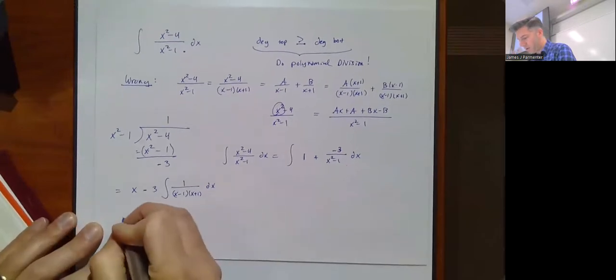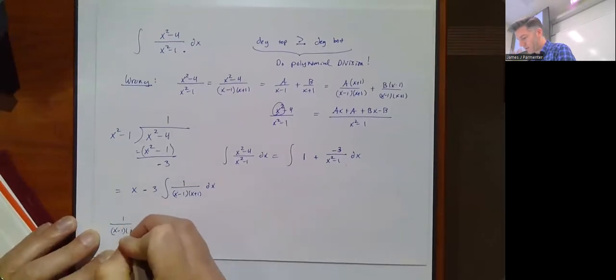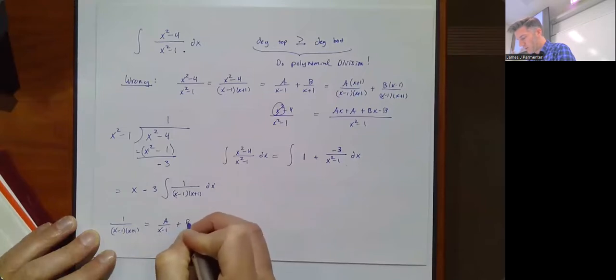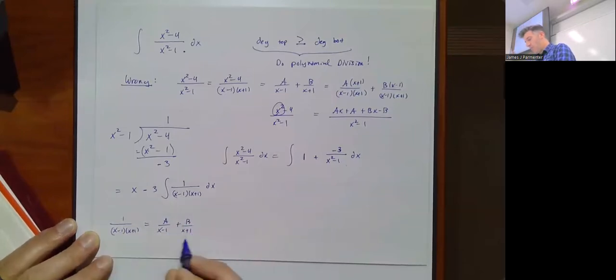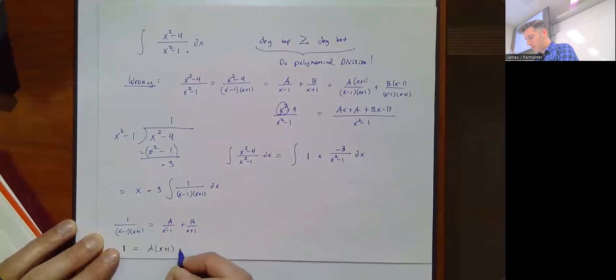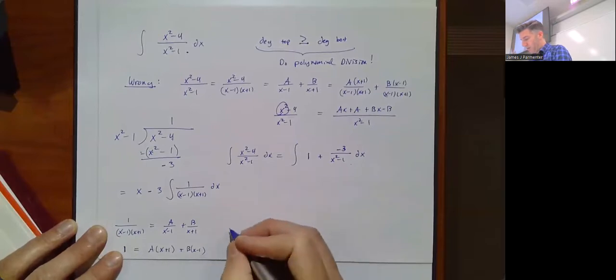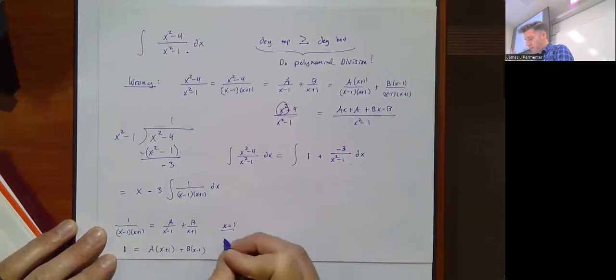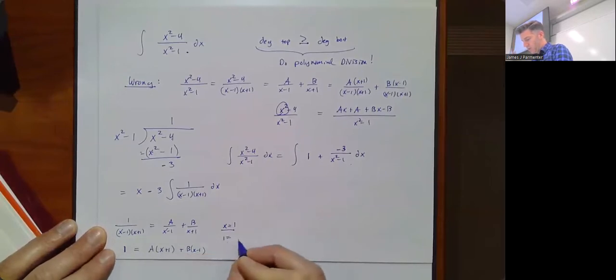So 1 over x minus 1 times x plus 1 equals a over x minus 1 plus b over x plus 1. We multiply both sides by the denominator to get 1 on the left equal to a times x plus 1 plus b times x minus 1. Then we pick convenient values of x. If x is equal to 1, we get 1 equals a times 2.